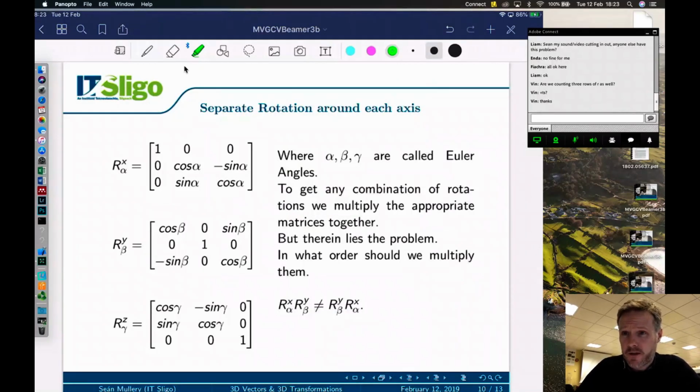If we just decide on rotations ourselves, in other words, if we're working in the forward direction, not trying to work our way back, I want to tell a camera to undergo certain rotations. That's fairly easy, and we can separate it out into the rotations around the three axes separately. In other words, rotate around the X, then rotate around the Y, then rotate around the Z in order to get to wherever I want to go. And I've given you the three matrices there.